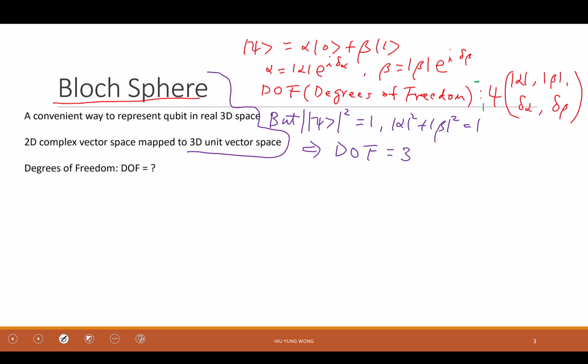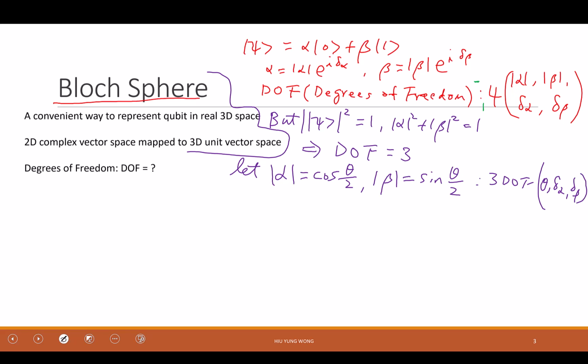So if that is the case, I want to do one more step. I will just let alpha's magnitude equal cosine theta divided by 2. Beta's magnitude equals sine theta divided by 2. Okay? So I have 3 degrees of freedom with these 3 parameters now. I have theta, I have delta alpha, I have delta beta. Is that okay? So now I don't care about alpha's magnitude and beta's magnitude. I care about something called theta. Is this a valid substitution? Check it.